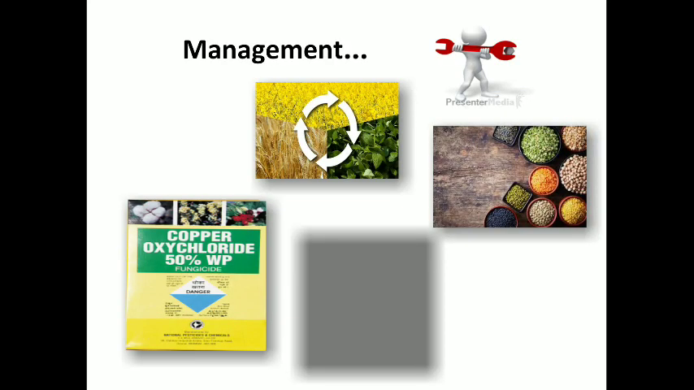Next part, that is management. Since the pathogen survives in the soil, go for crop rotation. It helps to reduce the inoculum. Use clean and healthy seed. Then go for hot water treatment, around 50 degrees Celsius for 30 minutes. Then go for some copper based fungicides, that is COC, copper oxychloride, at the rate of 0.5%, Captan at the rate of 0.2%.